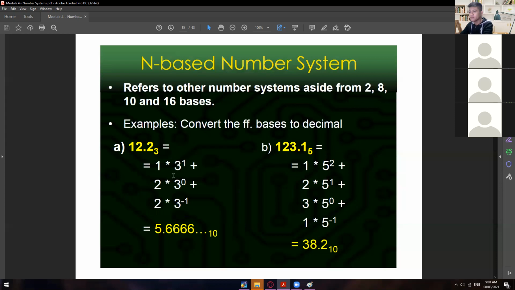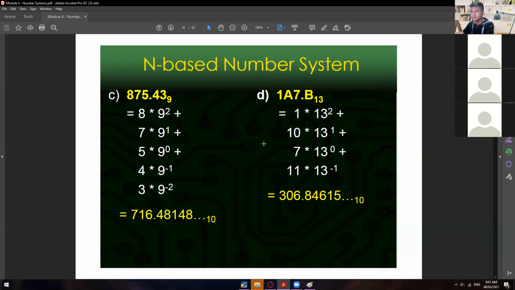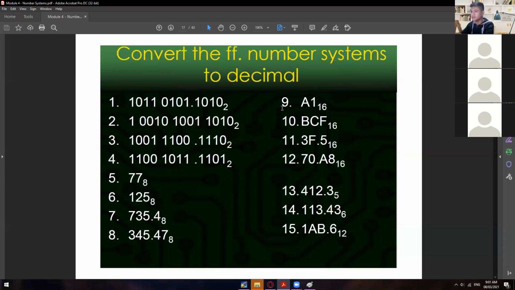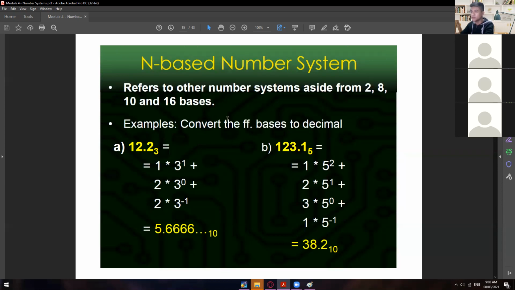Okay, all right. And then we have your n-base number system. So meaning you can actually convert any base to a decimal. Okay, so we have here a base 3, base 5, base 9, base 13, and yeah, those only.